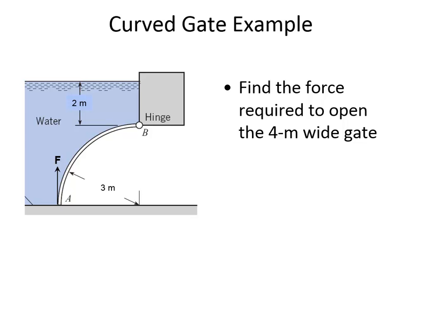All right. If this gate is 4 meters wide, that means that into the page the dimension is 4 meters, and you can see that it has a radius of curvature of 3 meters, so down here to A, all the way to the top. And so when we're working forces on curved gates, what you need to think about is what is going to be the vertical projection of the curved surface. In this case, the vertical projection will look like a rectangle that's 3 meters tall and 4 meters wide. That will be the vertical projection.